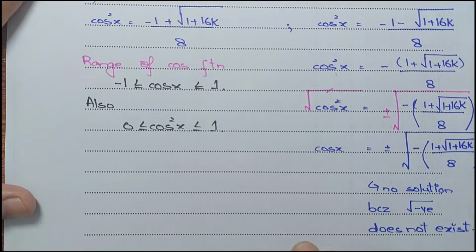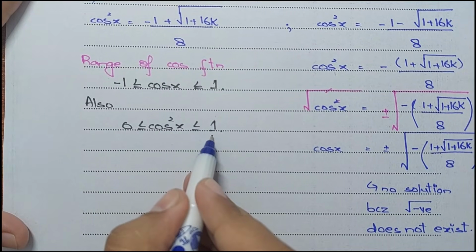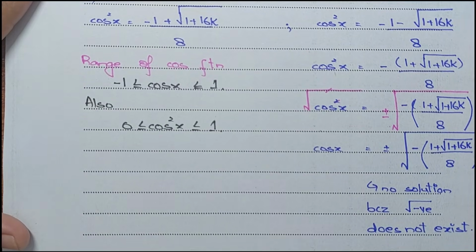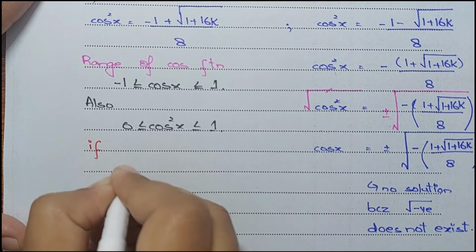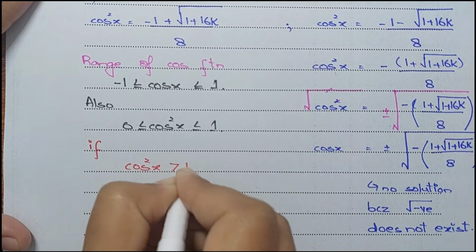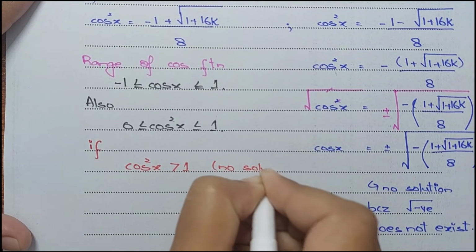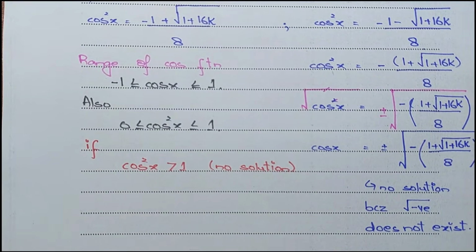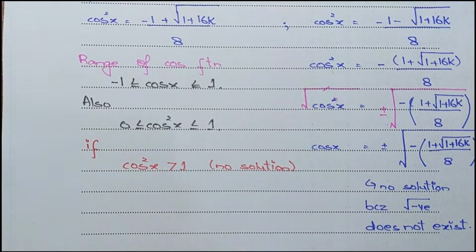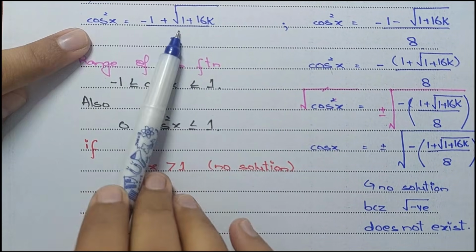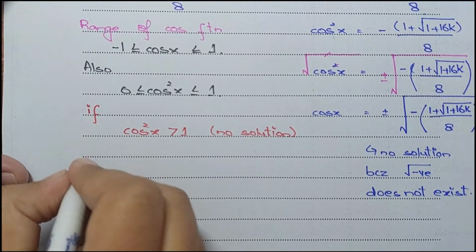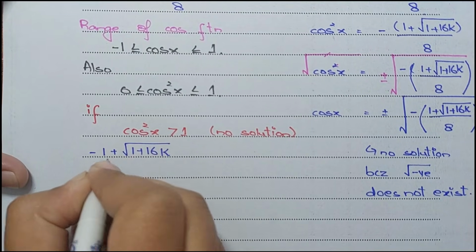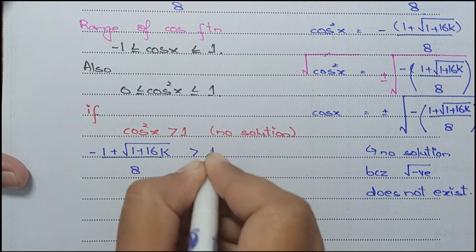Okay. So if the cos square is greater than 1, then we have no solution, right? We can say if cos square of x is greater than 1, we have no solution. So when cos square values are between 0 and 1, we have solution. But when it is greater than 1, we have no solution. So let's see. This is cos square, and put the value over here and put greater than 1. So cos square is minus 1 plus root 1 plus 16k divided by 8 is greater than 1.